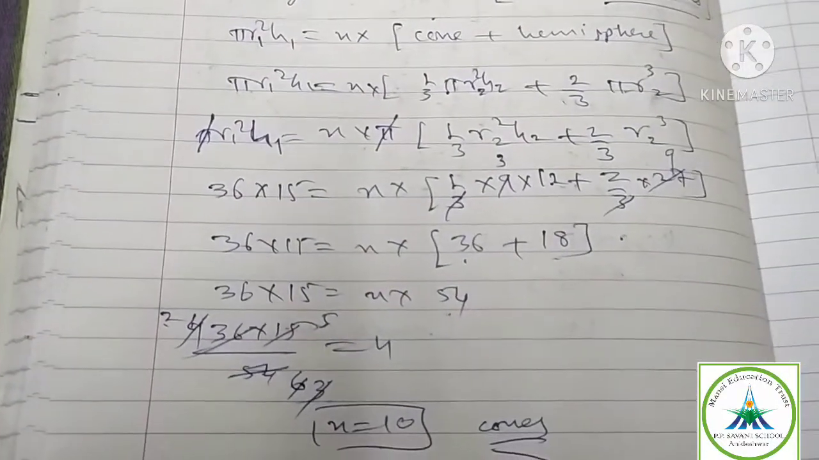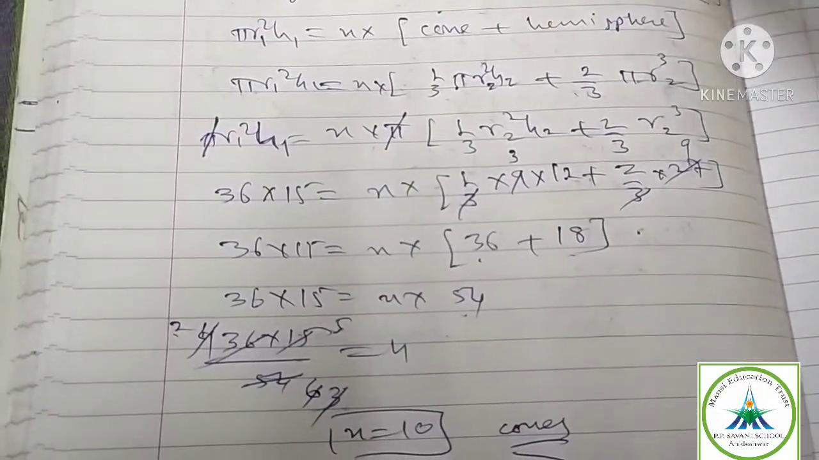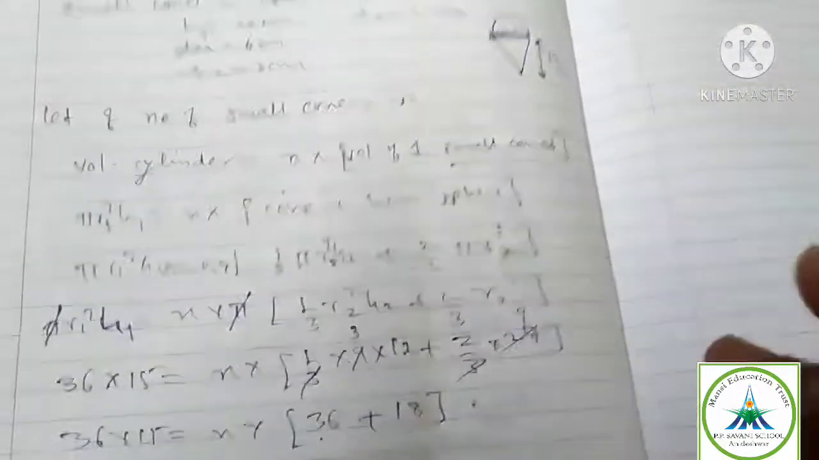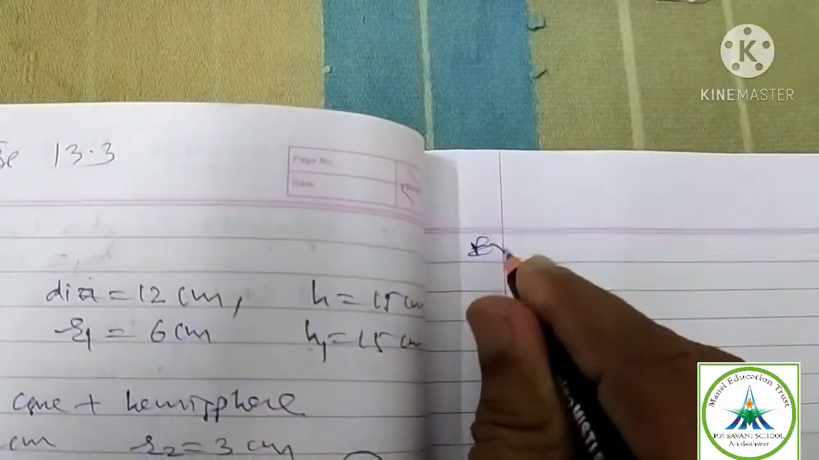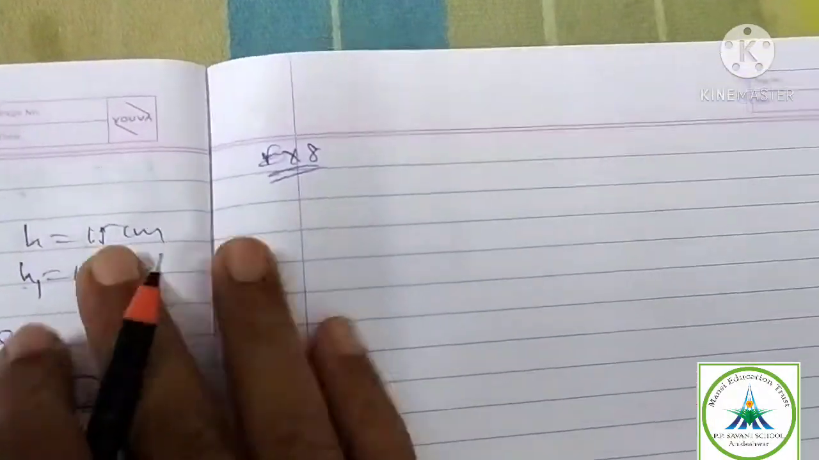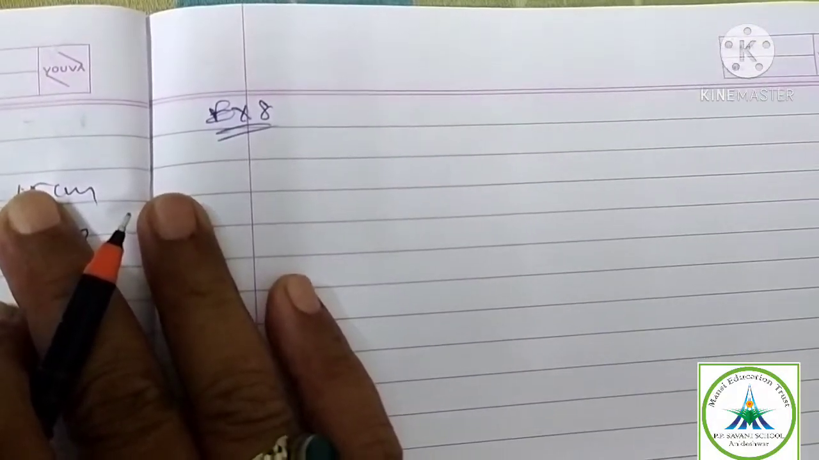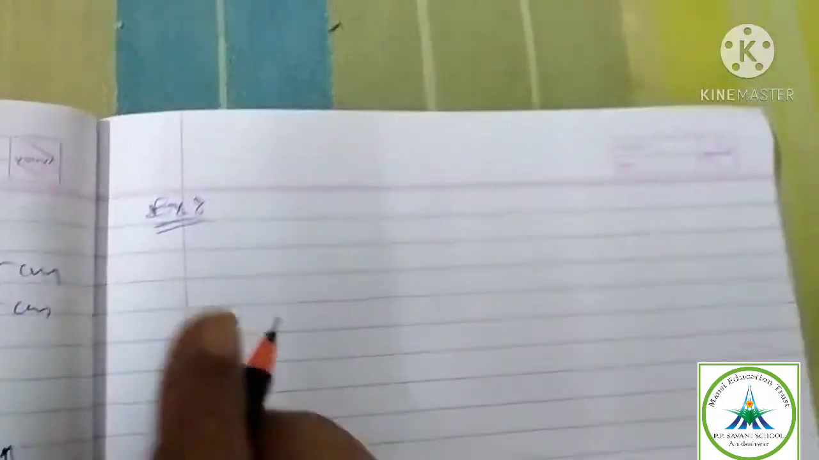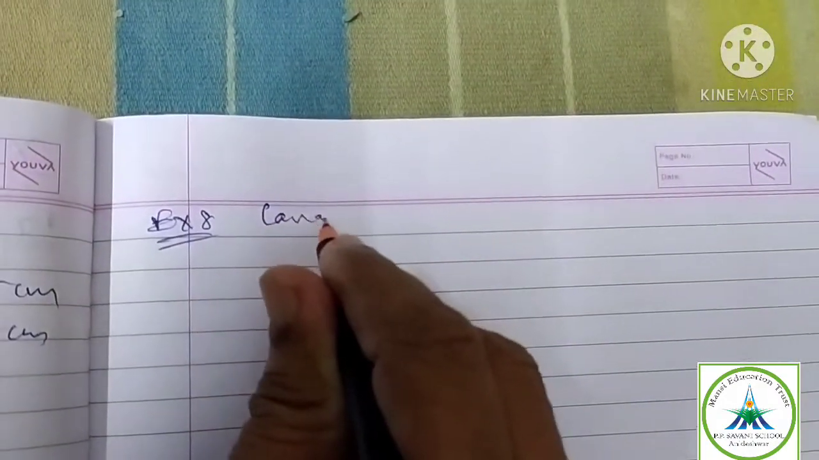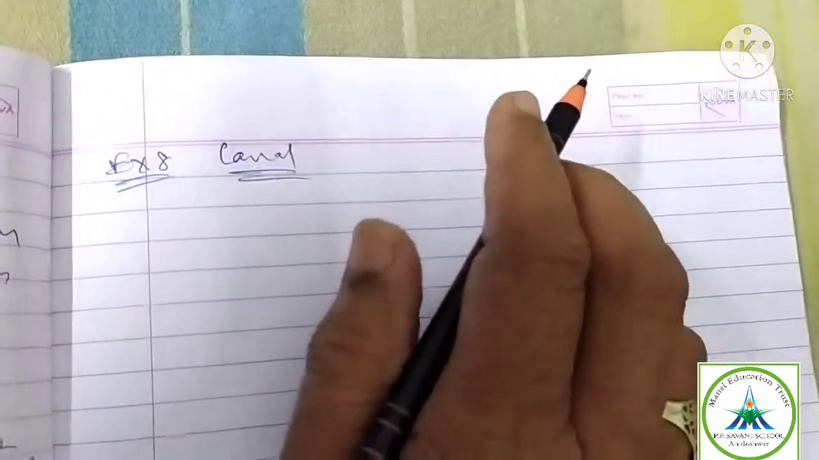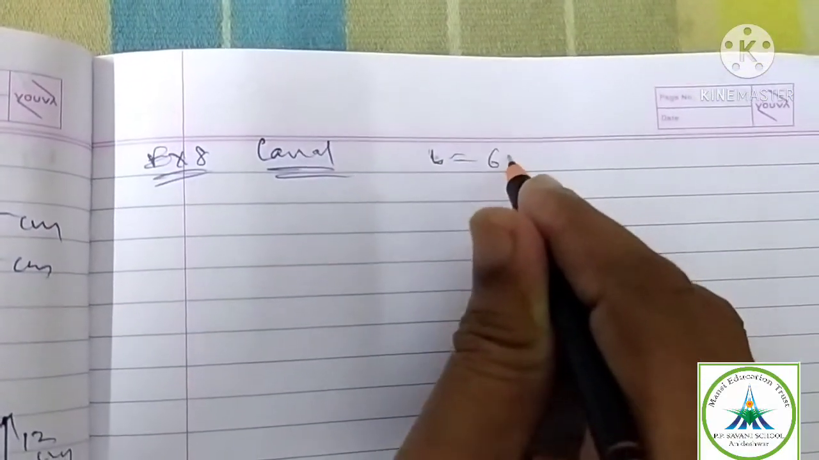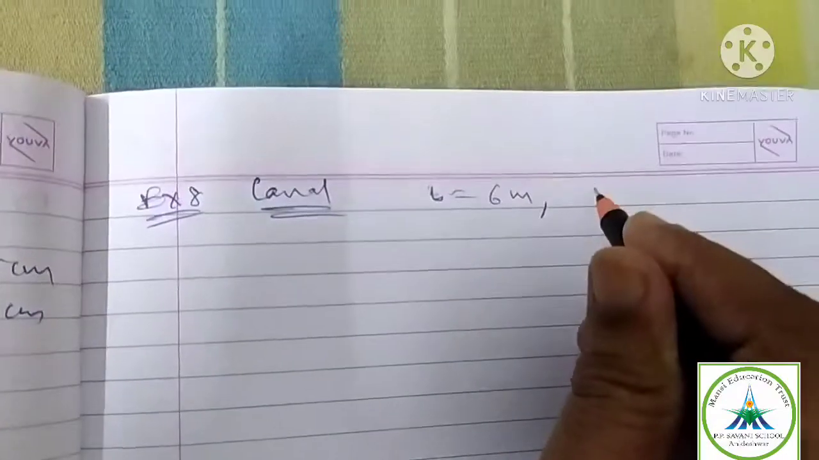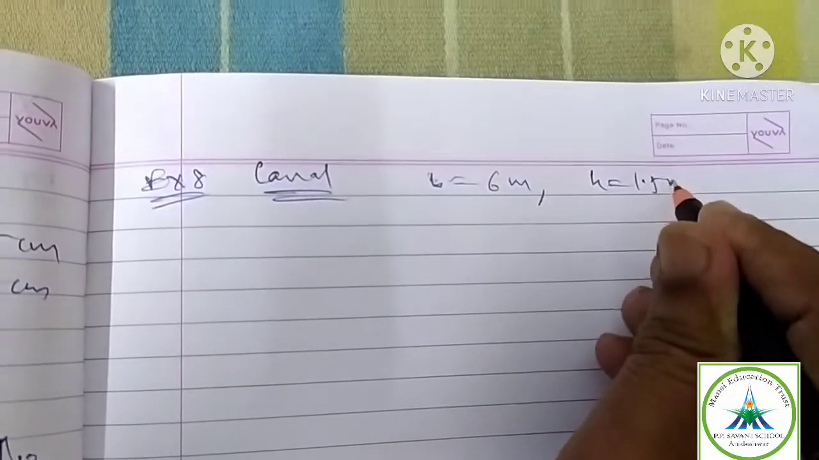Okay students, now let us take example number 8. Very important. Look children, I am reading from the book. Water in a canal 6 meter wide and 1.5 meter deep. Canal, write down the shape. It's 6 meter wide; wide means breadth equal to 6 meter. And deep 1.5 means height equal to 1.5 meter.